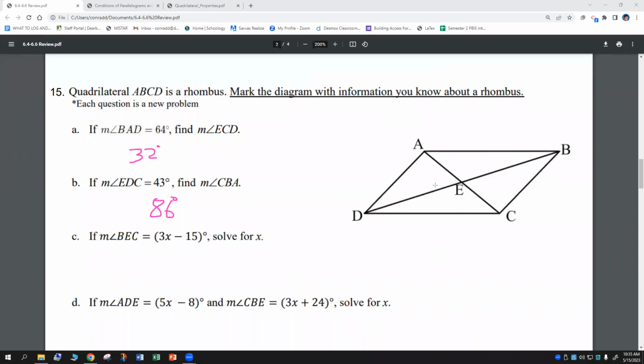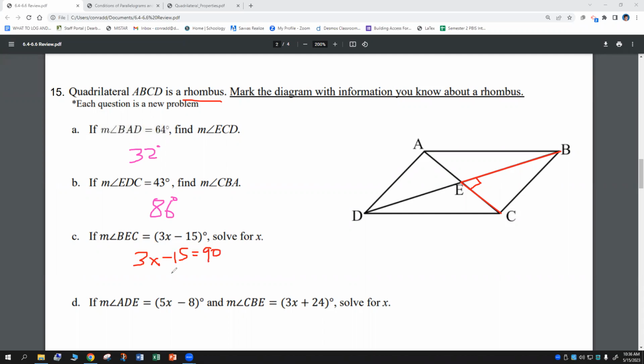All right, angle BEC, this one right here, that should be 90 because the diagonals of a rhombus are perpendicular. So this diagram isn't quite to scale, but since it says it's a rhombus, we know the diagonals are perpendicular, so that's a right angle. So we know that 3x minus 15 equals 90 degrees.